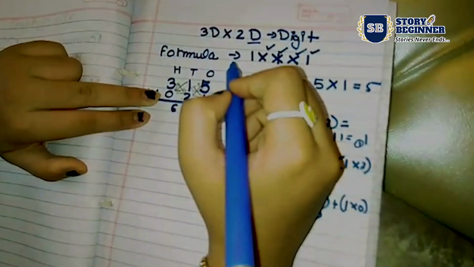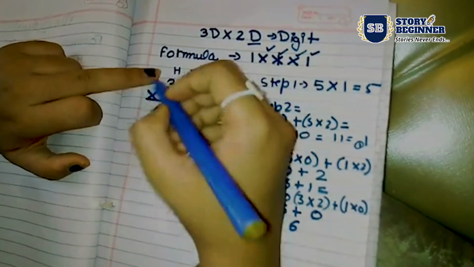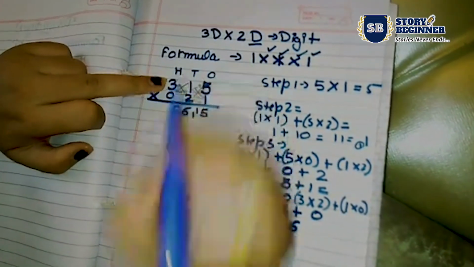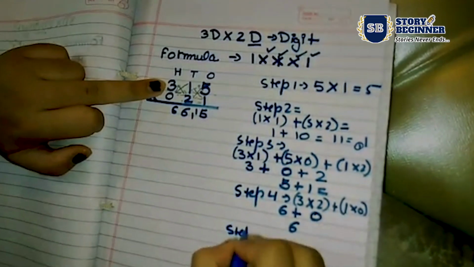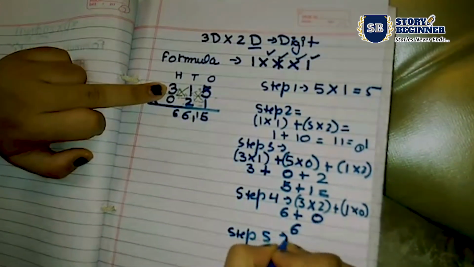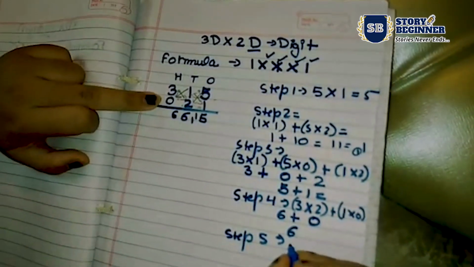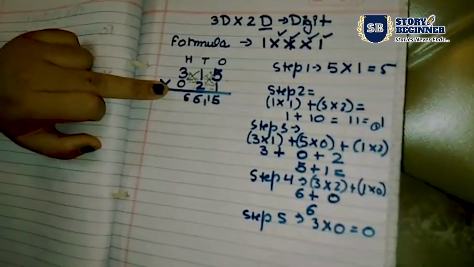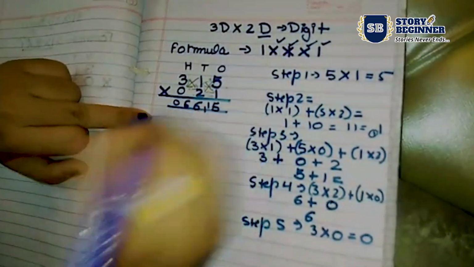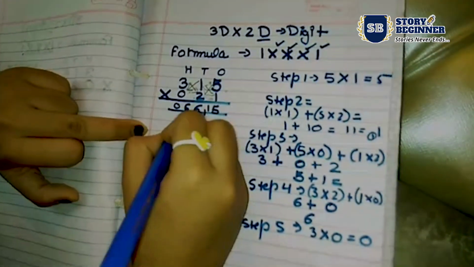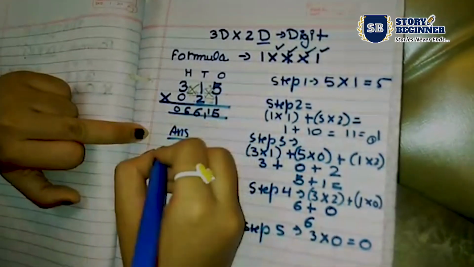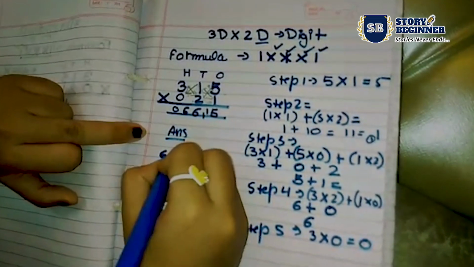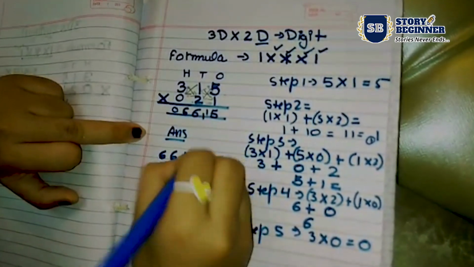The last step is that we have to multiply hundreds by hundreds. So step 5 is 3 into 0, which is 0 only. So our answer is 6615.